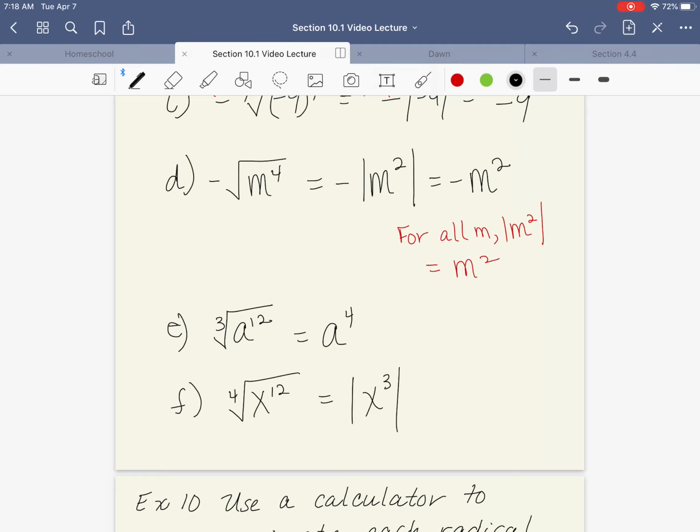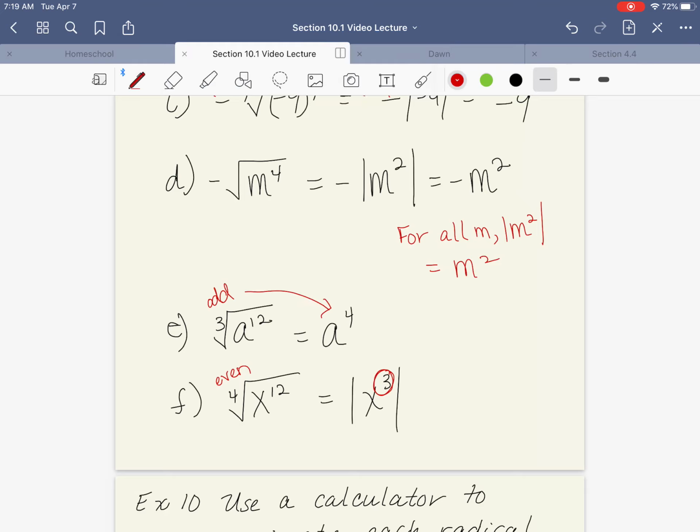Okay, and then here, the 4th root of x to the 12th power. Well, actually, let me go back here. So here my index was odd. So that is really the reason why I don't have the absolute value symbol. But here my index is even, and what I ended up with was x to the 3rd power. So since that is odd, if I take a positive times a positive times a positive, that would be a positive. But a negative times a negative times a negative would be a negative. I don't know if that's going to be positive or negative, so I leave the absolute value symbol there.